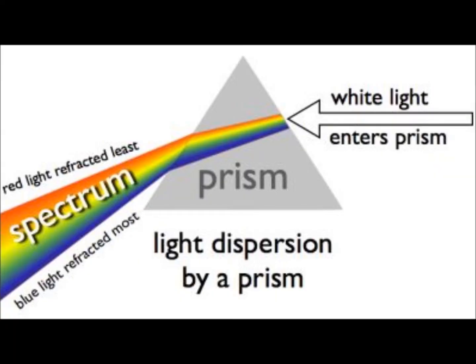Although you cannot see all the colors in white light, they're there. White light is made up of the colors of the rainbow.